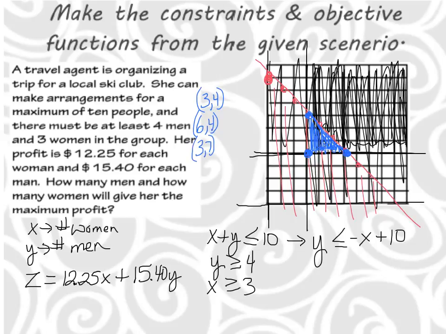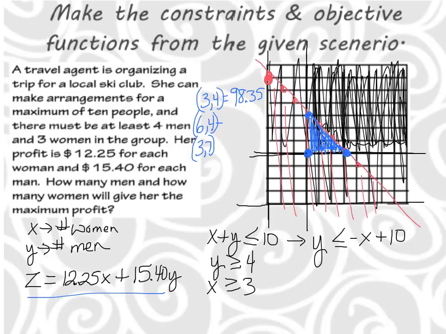Now each one of these vertices that I found represents a potential spot where I'm going to be able to optimize this situation. And so I plug each one of those into my objective function down here. And so if I put 3 in for x, 4 in for y, plug that in my calculator, I end up with a 98.35. So that would be the travel agent's profit, 98.35.